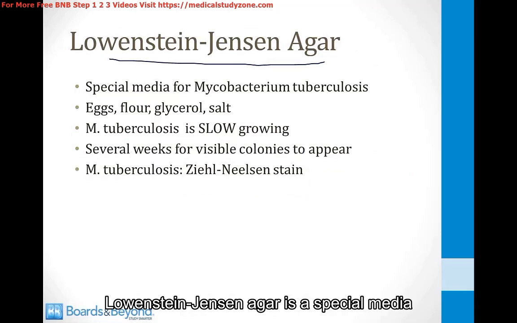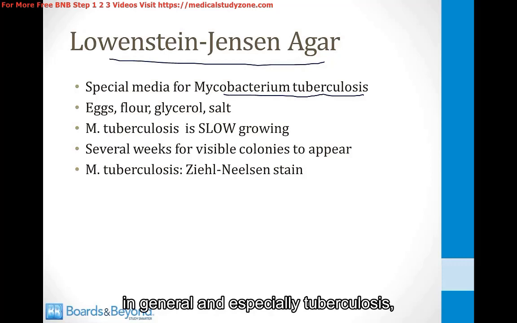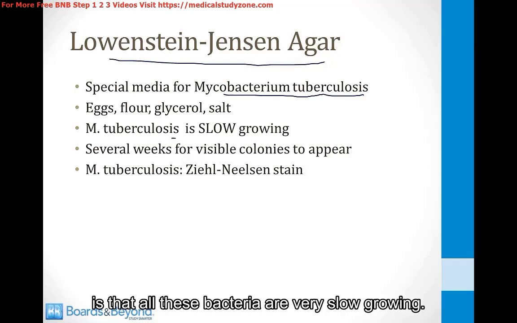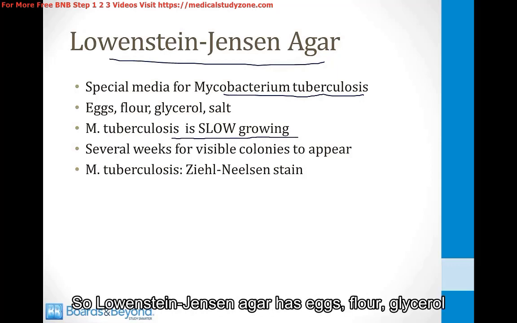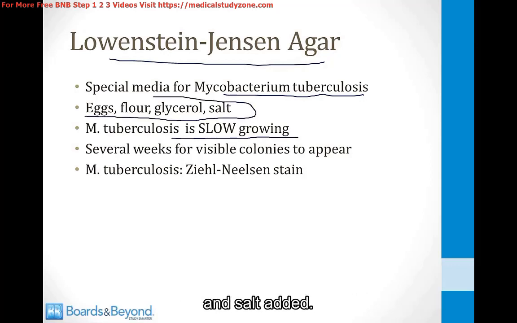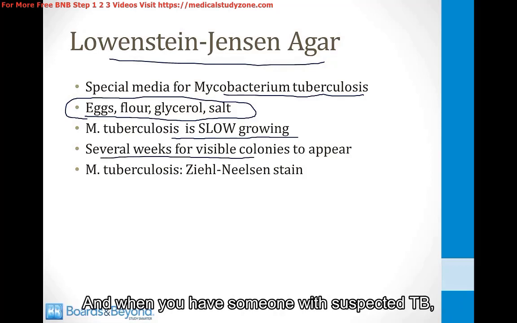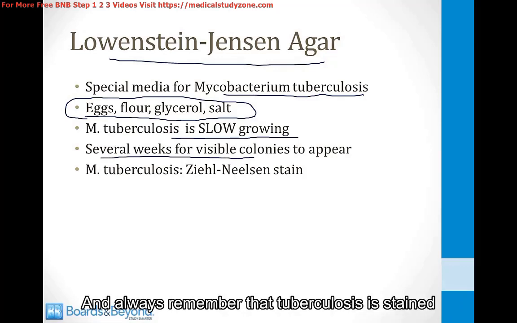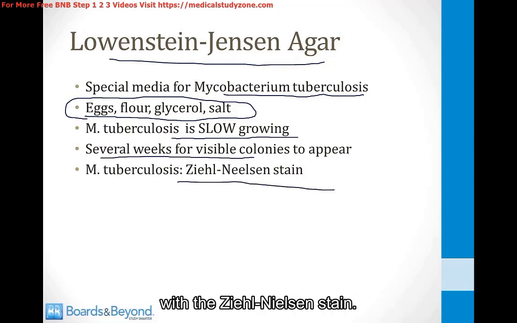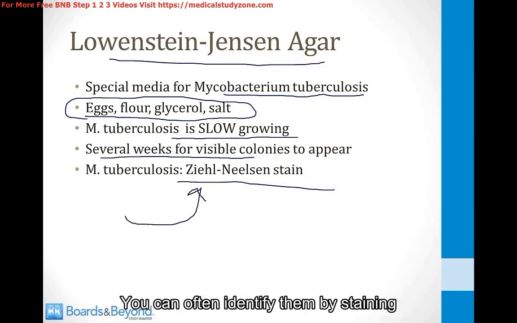Lowenstein-Jensen agar is a special media for Mycobacterium tuberculosis. And one thing to always remember about Mycobacterium in general, and especially tuberculosis, is that all these bacteria are very slow growing, so it takes several weeks to grow them on any type of agar. So Lowenstein-Jensen agar has eggs, flour, glycerol, and salt added, and this turns out to be a favorable mixture for growth of tuberculosis. It still takes several weeks for visible colonies to appear, and when you have someone with suspected TB, you need to treat them before the culture is back. And always remember that tuberculosis is stained with the Ziehl-Neelsen stain. That's what makes it an acid-fast bacteria, and you can often identify them by staining without needing to grow them in the lab.